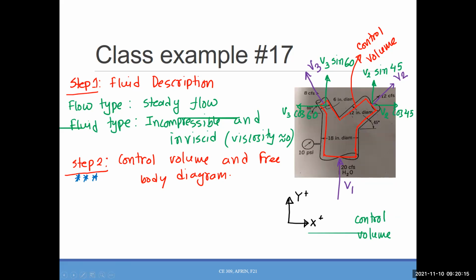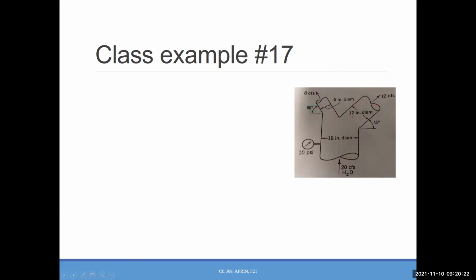Okay, so we will start working with the free body diagram right now. This one is the free body diagram. Okay, vector free body diagram. That's why there is a line on top of free body diagram.